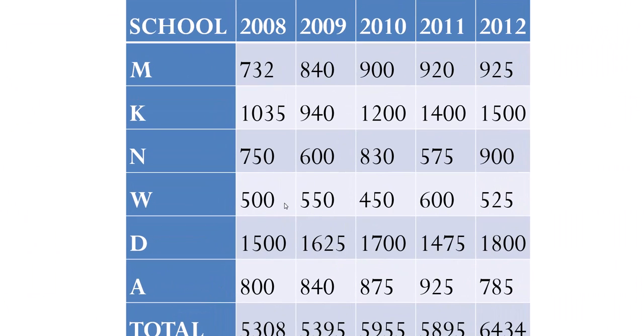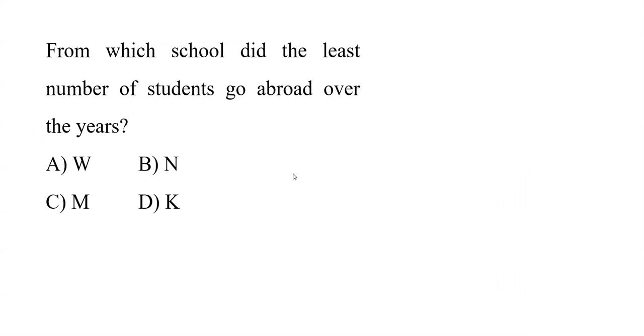Next one, data interpretation. This is regarding a table. They can give data in a bar graph as well. This is the table; for better visibility, I have given the table here. Question in the next slide: from which school did the least number of students go abroad?